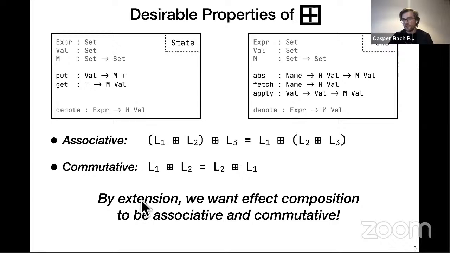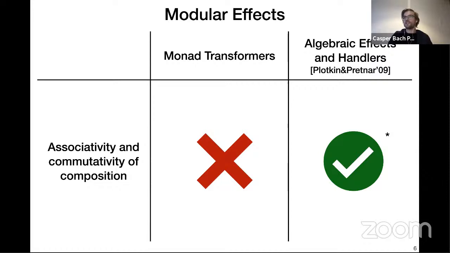So by extension of the desirable property that I list on this slide, we don't want order to matter. We also want effect composition to be associative and commutative. And if we look at the state of the art in defining modular effects, if we want to have a notion of effect composition that is associative and commutative, at least if we want to just decompose the effect interfaces, then with monad transformers, the order generally matters. When you compose monad transformers, you get a different semantics depending on the order in which you compose your language fragments. On the other hand, algebraic effects have a very nice composition property: you can compose effect interfaces in any order you want, and it's associative and commutative.